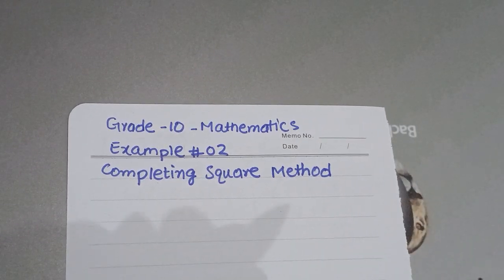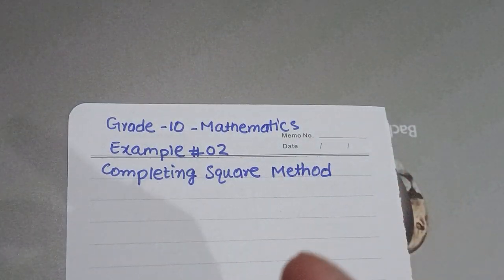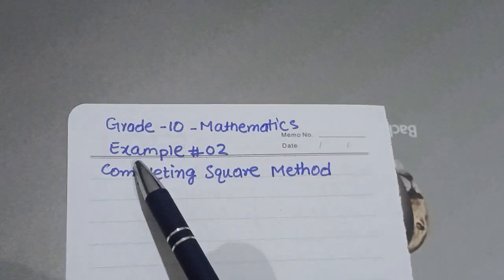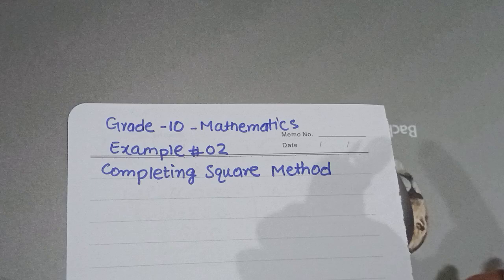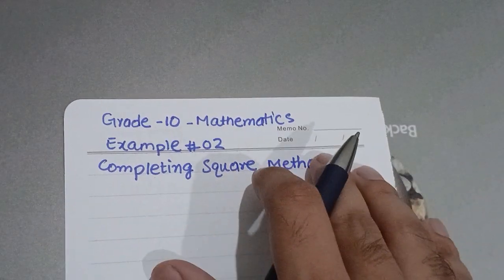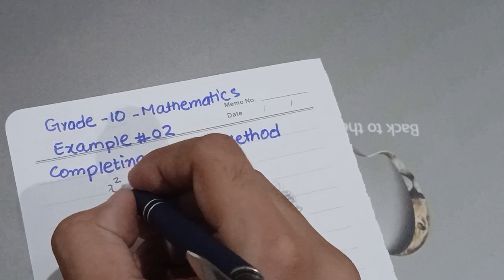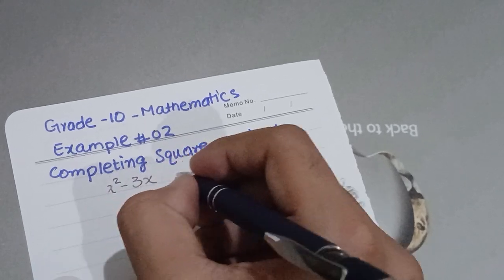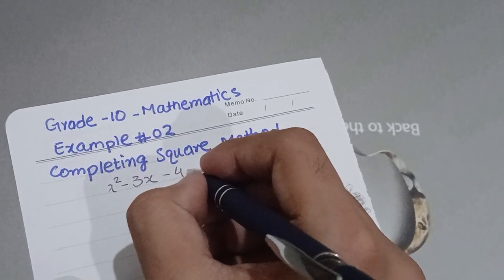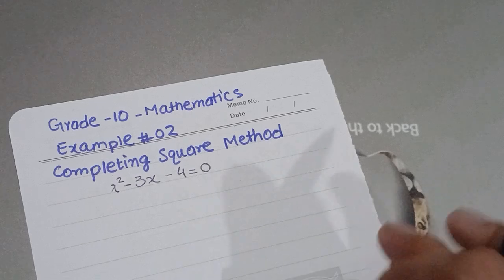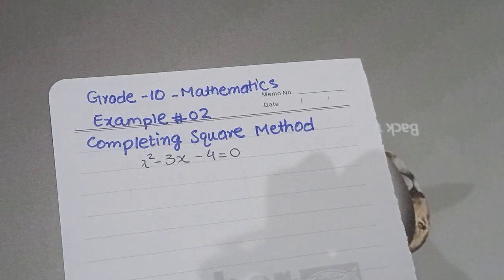In this video we will solve another problem of the completing square method. This is our example number 2, grade 10 mathematics textbook. The statement: x square minus 3x minus 4 is equal to 0. This is the problem we have to solve using the completing square method.